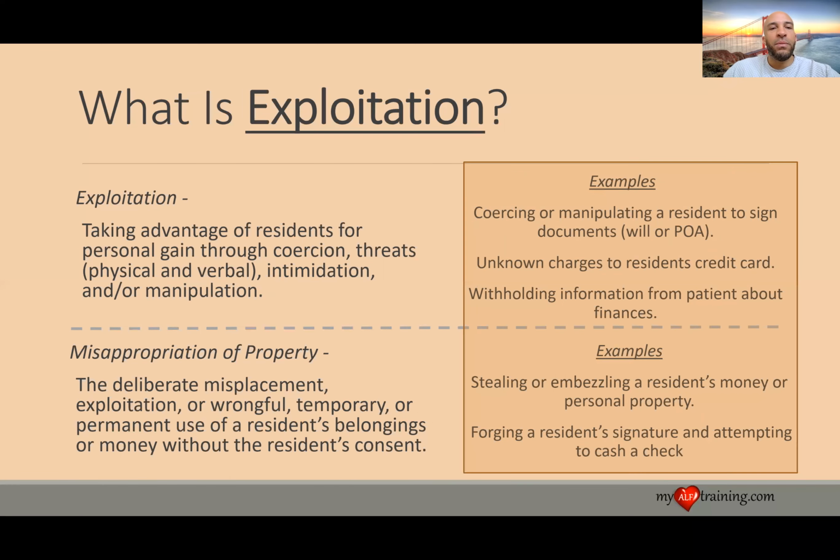So we've talked about abuse, we've talked about abandonment, and we have talked about neglect. So let's talk about exploitation. What is exploitation? And if you see here, I also included misappropriation of property, which I'll get into in just a moment. But let's first begin with exploitation, which is taking advantage of residents for your own personal gain through any form of manipulation or intimidation, whether you're threatening them, telling them you're going to hurt them, or telling them you're going to hurt the family member.